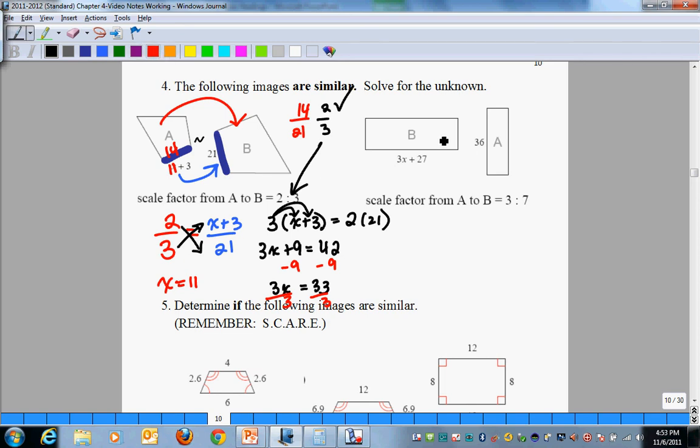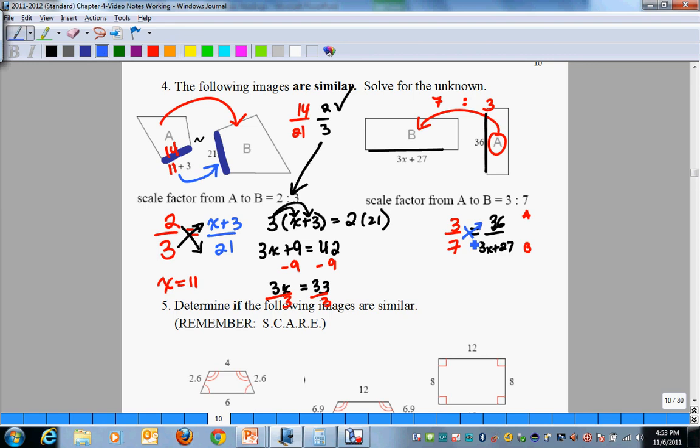For this one, our scale factor from A to B, now notice the direction we're going here. A from here to B going this way is a 3 to 7 ratio. Now notice the order that they want you to go this way. So it's 3 to 7. Keep in mind that's an A to B ratio. A to B. Now we have to match. It's going to be 36 over 3x plus 27.